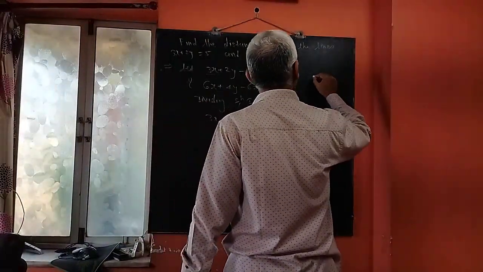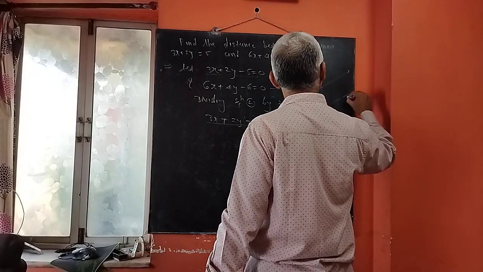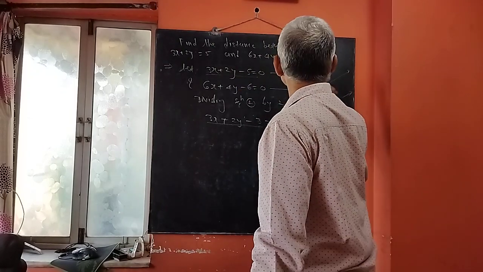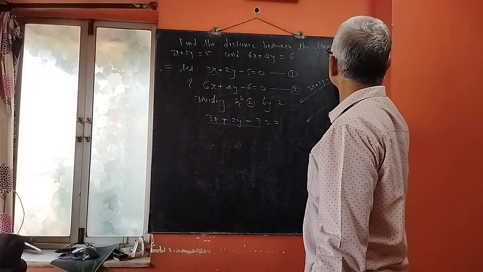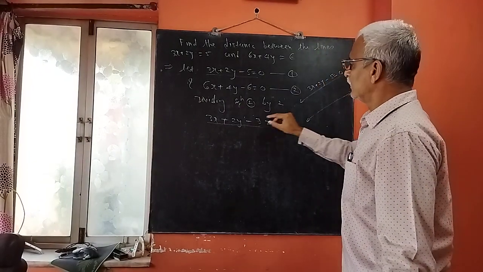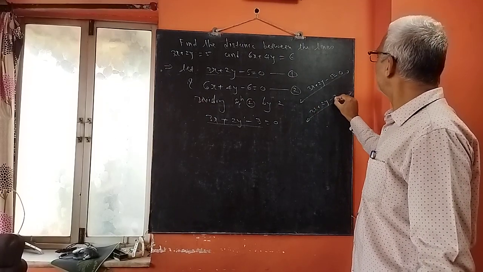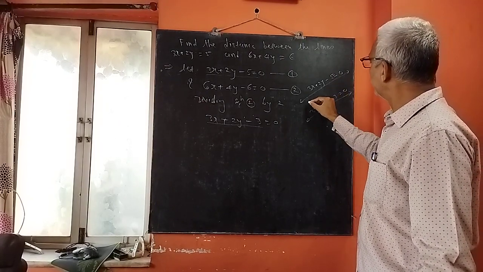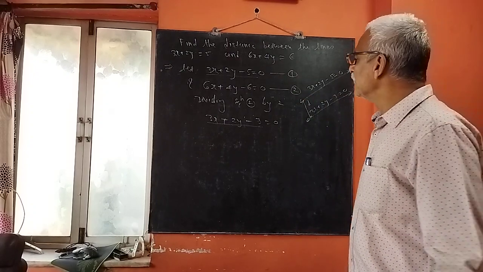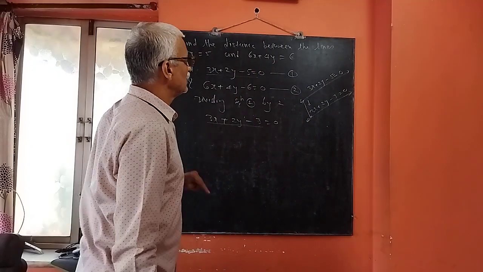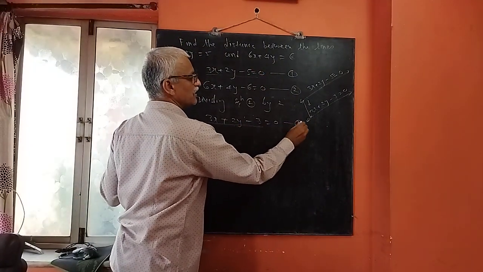So again I draw the two parallel lines here. This is the first parallel line, this is the second one. The equation of the first one is 3x plus 2y minus 5 equals 0. The equation of the second one is 3x plus 2y minus 3 equals 0. We have to get the distance between these two lines, that means this distance. Let us say this is equation number 3.